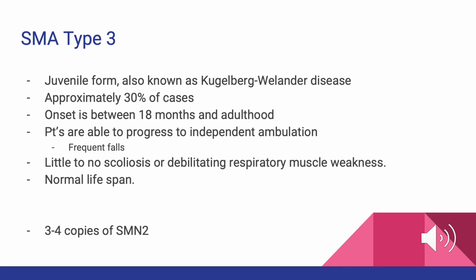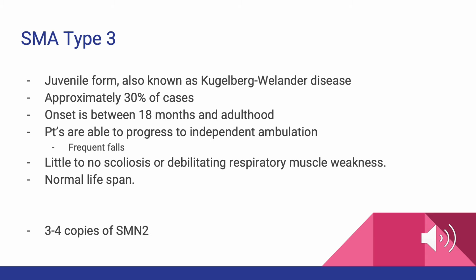Some of the things that differ SMA type 3 from the other types, of course, is the amount of copies of SMN2. These patients have 3 to 4 copies. And the other thing that we've been talking about is the motor milestones. So SMA type 3 patients are able to achieve independent ambulation. They are able to stand and ambulate on their own. However, something that you need to be aware of or worry about is frequent falls. Due to the lower extremity weakness that they experience, falling is quite common.